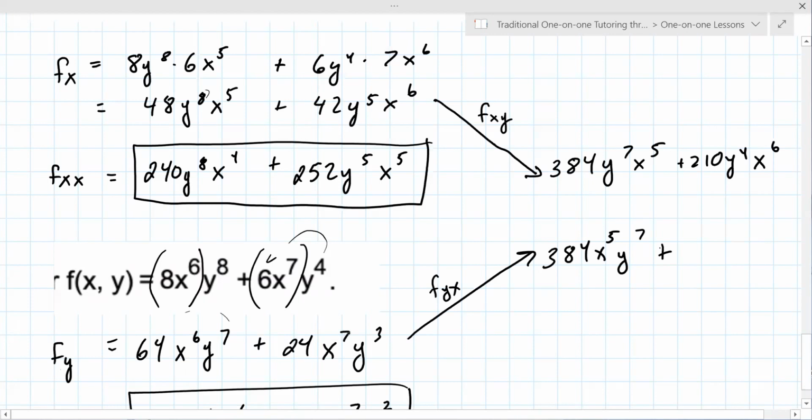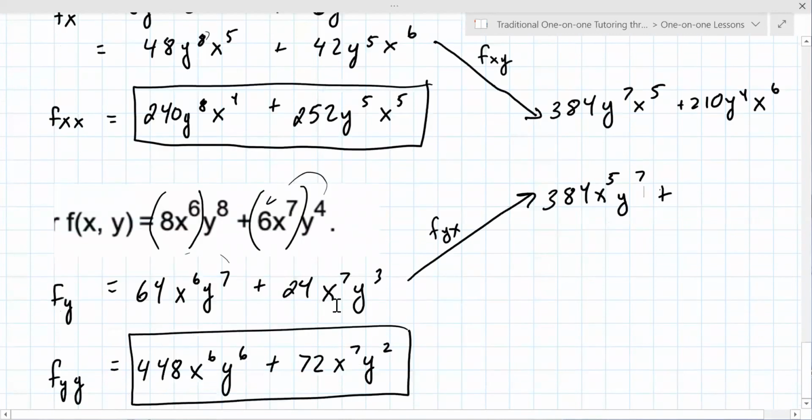And then here, 7 times 24 is 140. That's not right. Did I not? What's going on here? 210. Sorry, just fumbling around here. Let me fix this.